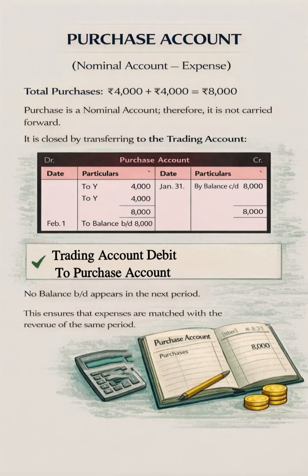Purchase account. Total purchases, 4,000 rupees plus 4,000 rupees is equal to 8,000 rupees. Purchase is a nominal account, therefore, it is not carried forward. It is closed by transferring to the trading account. No balance brought down appears in the next period. This ensures that expenses are matched with the revenue of the same period.